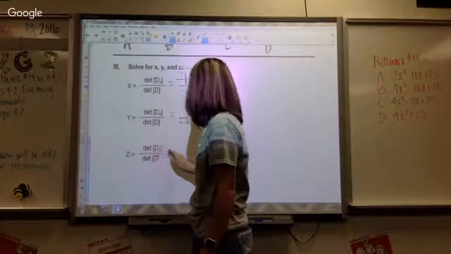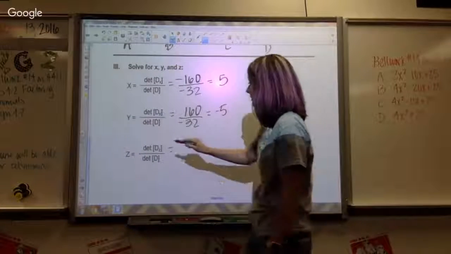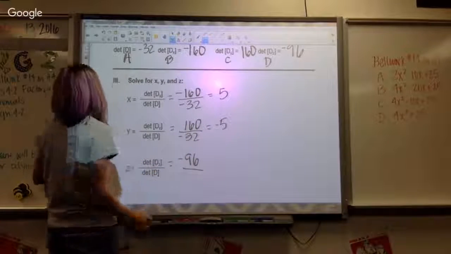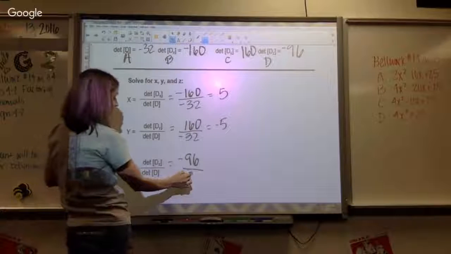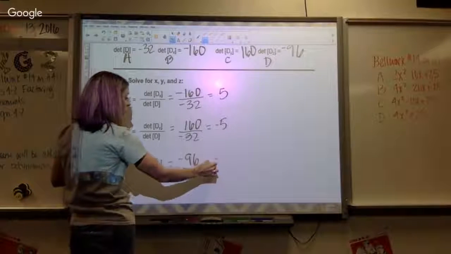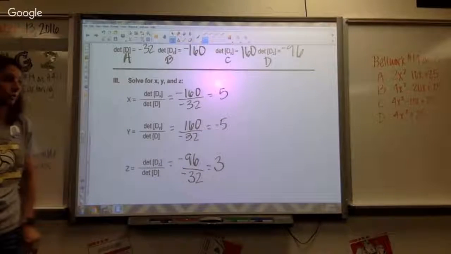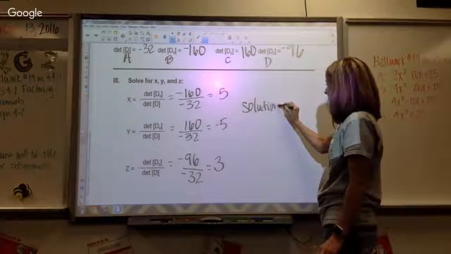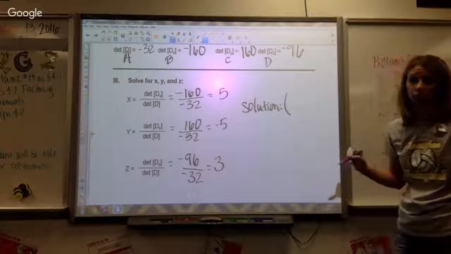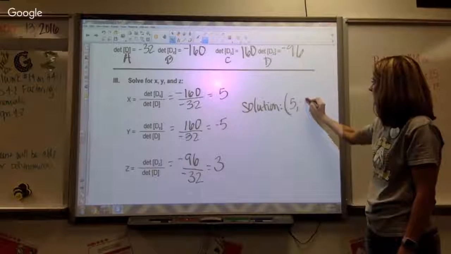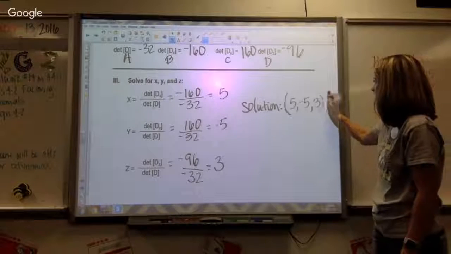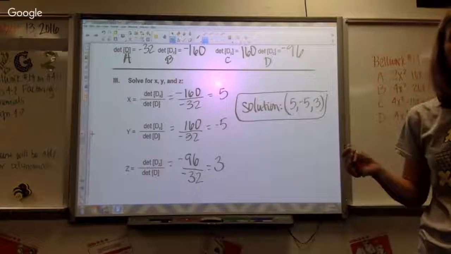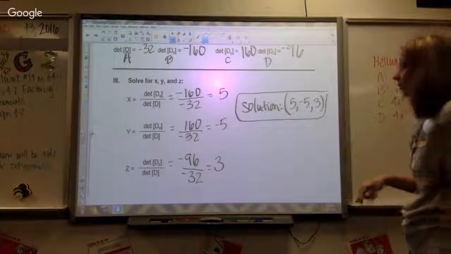And then to find z, we're using that last one that we set up. That was negative 96, dividing it by that first determinant, which was negative 32. So you should end up with positive 3 for your z. When you're writing your solution, remember for a 3-variable system, you should get an ordered triple. So that's 5, negative 5, and positive 3. To check it, you would plug in for x, y, and z on all 3 of those original equations that we started with.